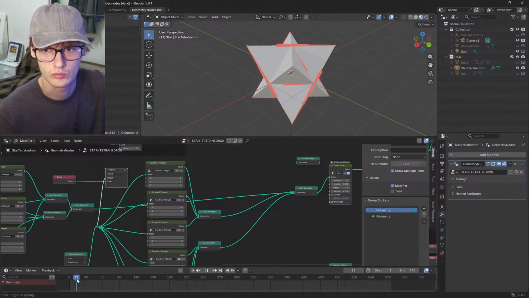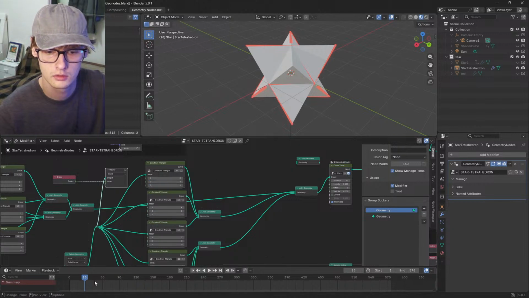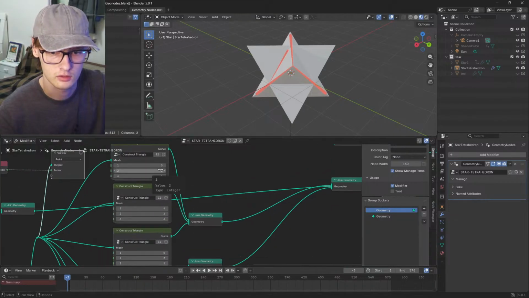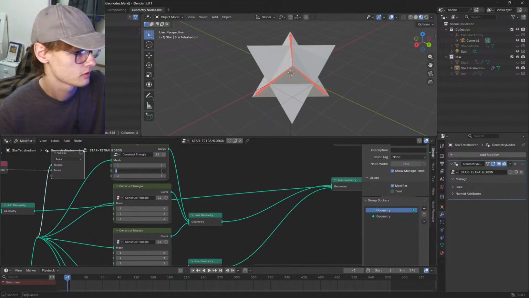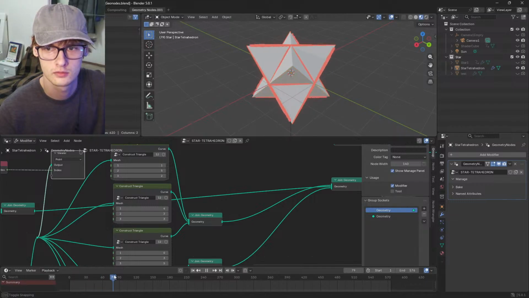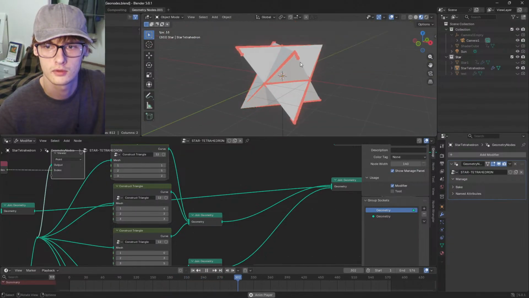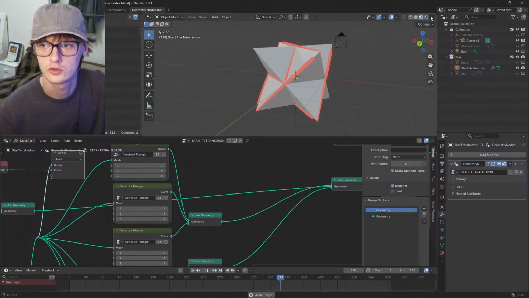Okay, that one's way off. I'm gonna shift them around till it looks correct. 1, 5, 2. Yep, that's the one. Yep, that's what we were looking for.